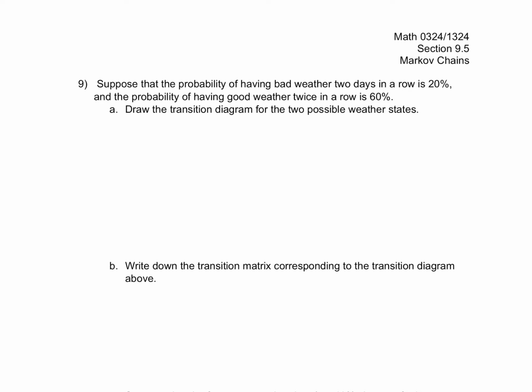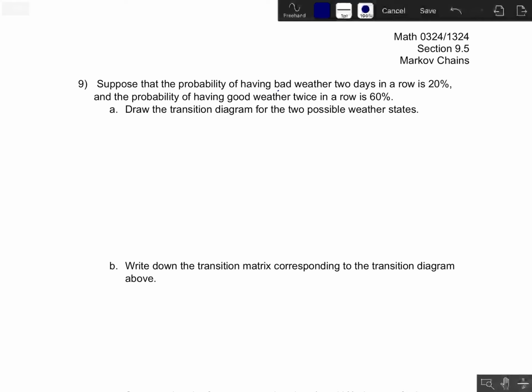So next, let's look at example 9. Here, what we have is a probability of having bad weather 2 days in a row, which is 20%, and the probability of having good weather twice in a row would be 60%. Now, this is a little bit ambiguously phrased, so let me make it slightly more technical. If you have bad weather on one day, the probability that you'll have bad weather the next day as well is 20%. And given good weather today, the probability that you'll have good weather tomorrow is 60%.